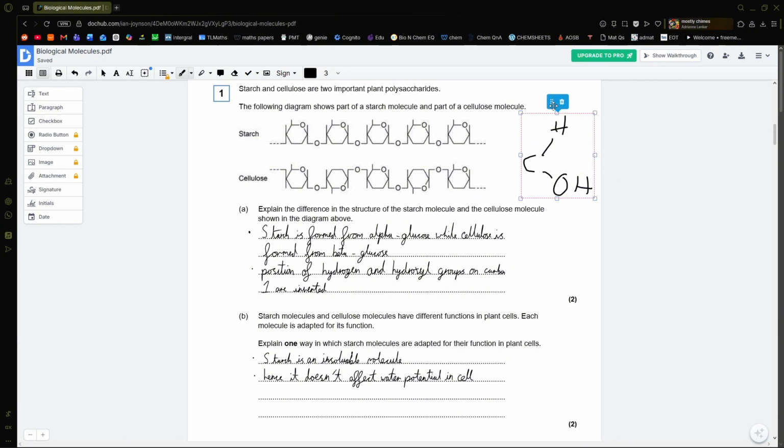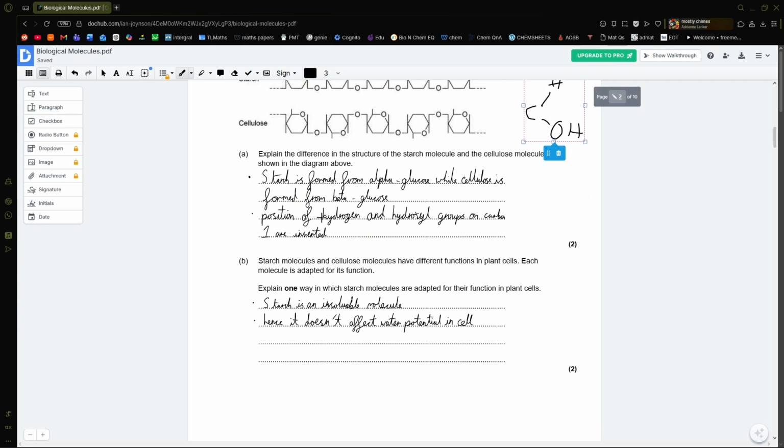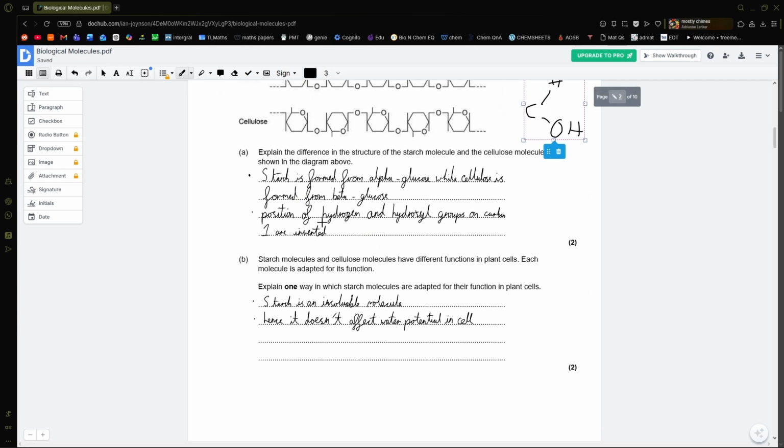So basically, what's happening is, how do I flip this? I don't really know. Anyways, imagine that flips. I don't know how to flip it. Whatever. Next up. So that's the two differences, and that will give you both of the marks.